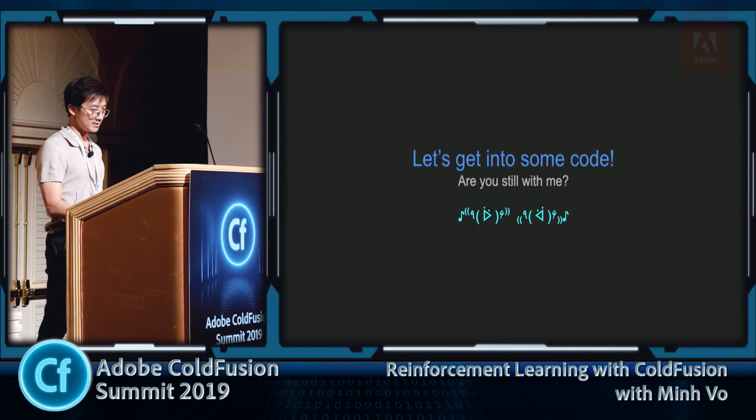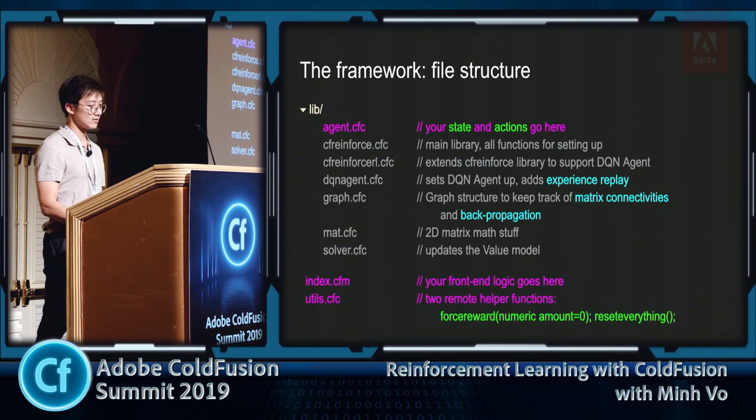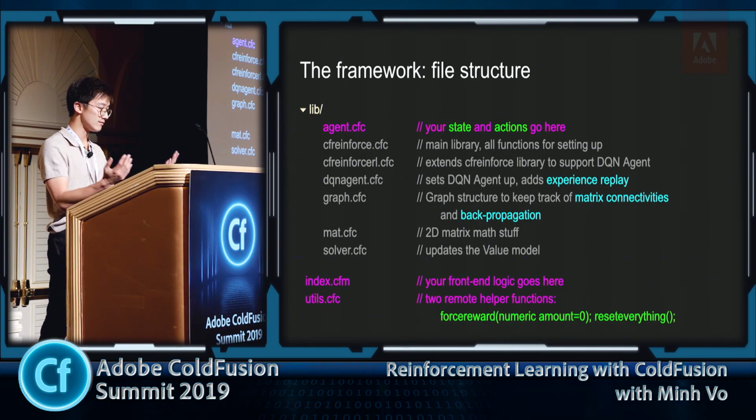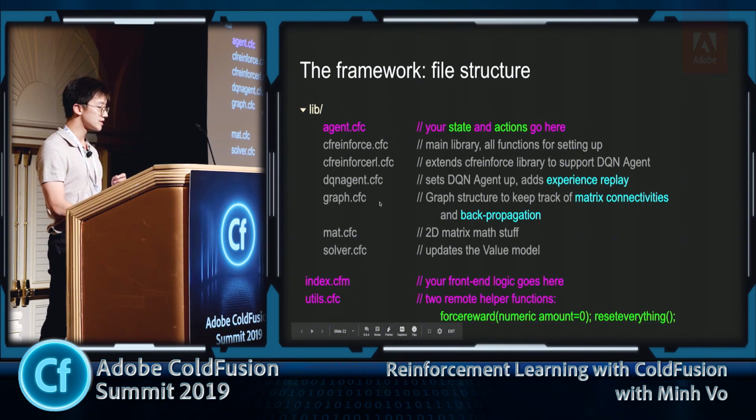All right, cool. Finally, we're going to get into some code. So the framework looks kind of like this. All the brain and pretty much everything is encompassed in these 7 files, basically. A bunch of them are components, and the 3 main ones we need to look at are agent.cfc, index.cfm, and utils.cfc. Your state and your actions get defined in agent, and your front-end logic goes into index.cfm. utils.cfc has 2 helper functions that you will use. One is reset everything, which basically nukes the brain, nukes the agent, nukes everything so you can start fresh.